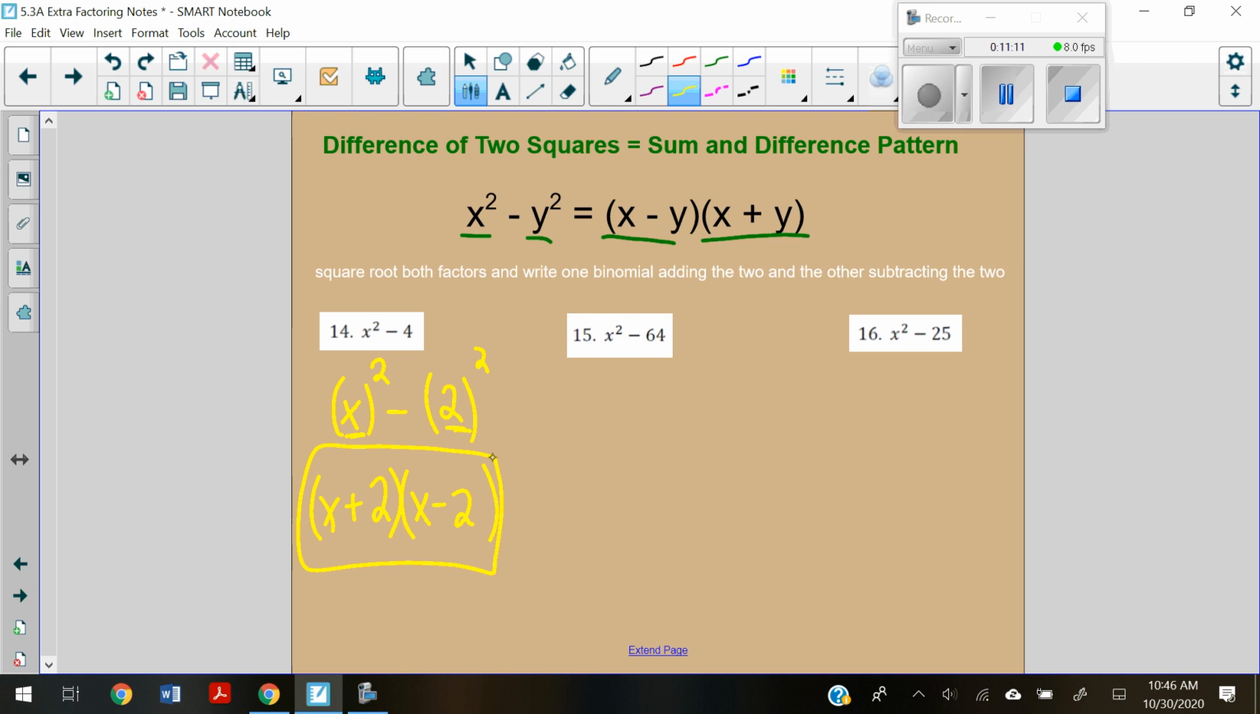All right, so let's go ahead and try 15. So what squared gives me x squared? Again, it's just x. Well, what squared gives me 64? That's our 8. So x plus 8 and x minus 8. It doesn't matter if you wanted to write the x minus 8 first and the x plus 8 second. That's totally fine. All right, tackle 16 on your own.